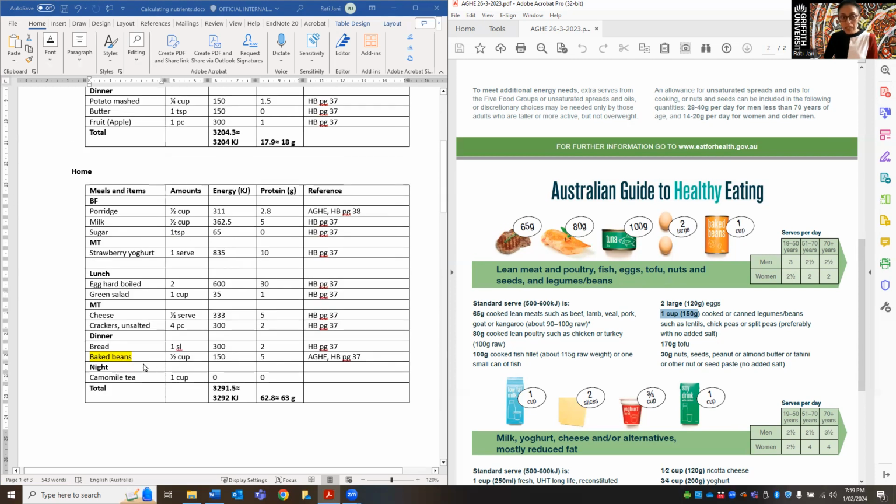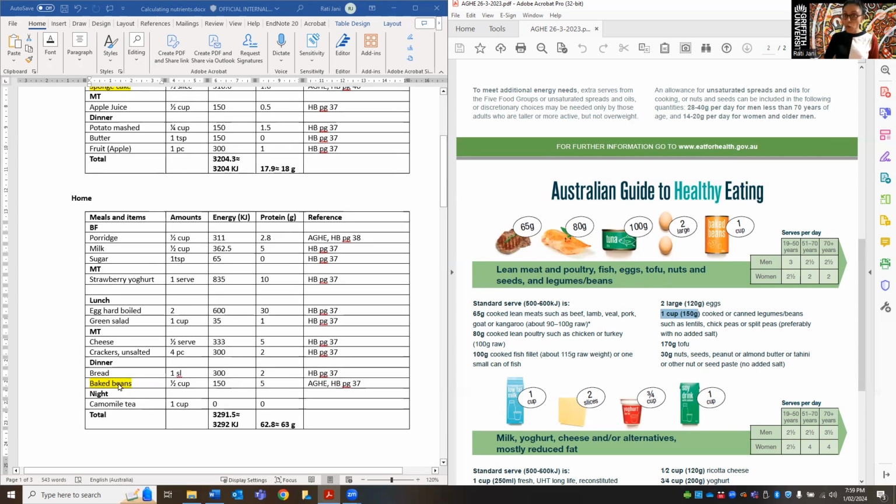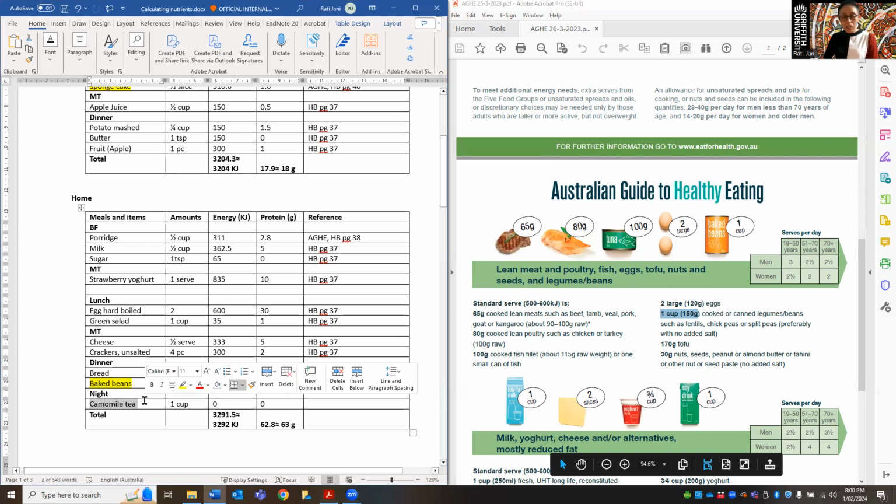Okay, so does that make sense, guys? So with baked beans, this is what I have done. I have looked up AGHG to convert half a cup into grams, and the grams were there in my ready reckoner for legumes. That is where I took my energy and protein from. Okay, chamomile tea, obviously it's not with milk and sugar or anything. Okay, so it does not have energy, protein, minuscule amounts.